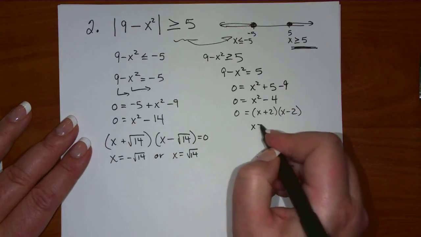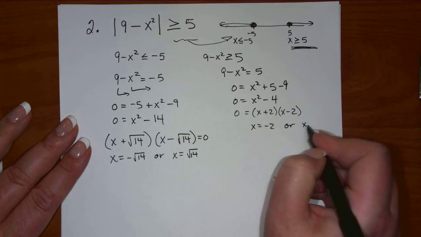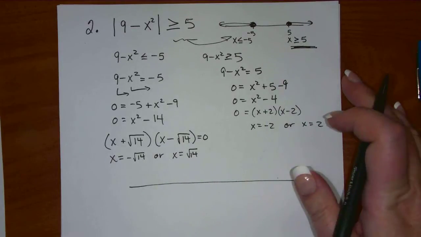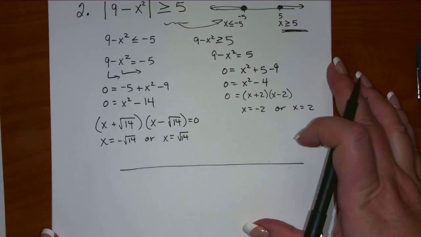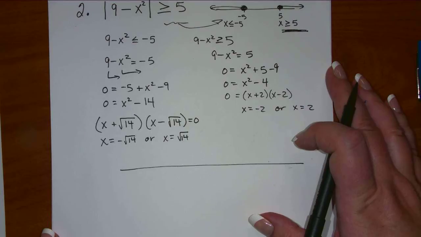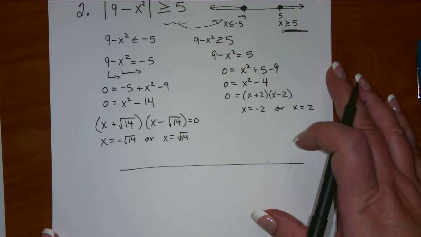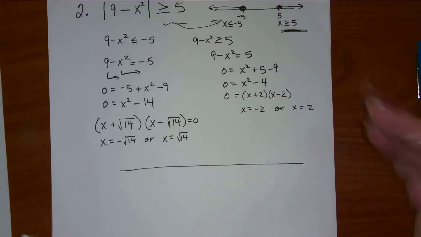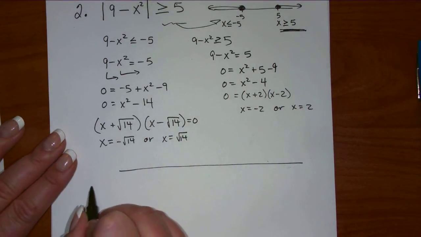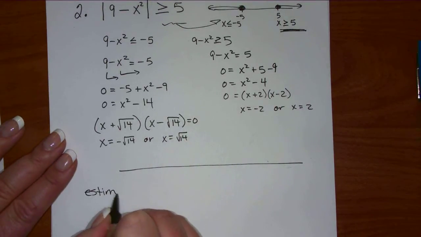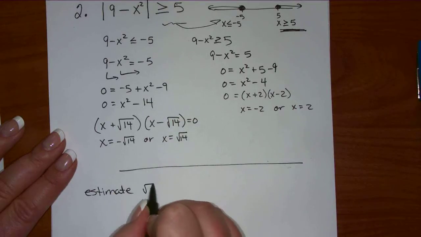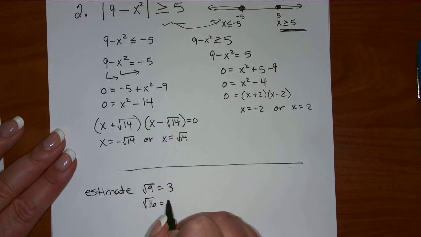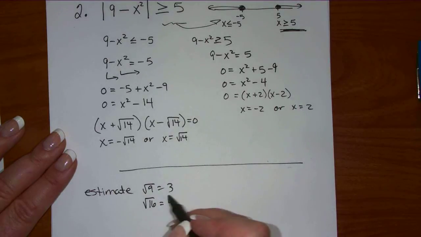So x equals minus 2 or x equals 2. So we've got 4 numbers to put on the number line, but we have to guess what root 14 is close to. How do we do that? Think about the roots you know that are close to it. What root do we know that's close to that? Square root of 9 is 3. Square root of 16 is 4, and square root of 14 would be in there.